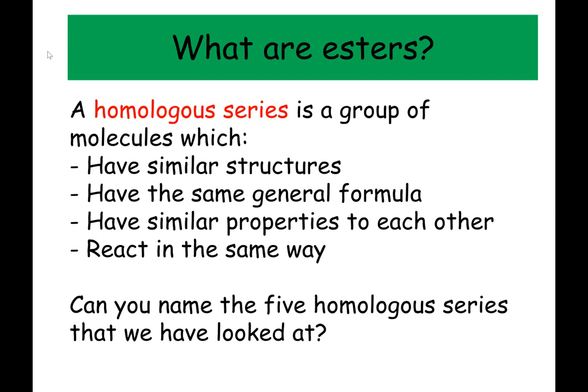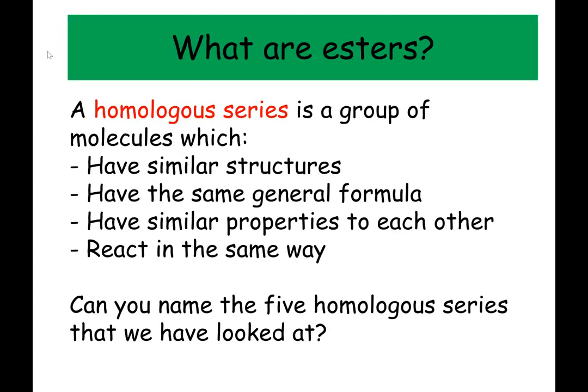Okay, so there are 5 different homologous series which you should now, with the addition of esters, know the names of. So esters is one of them. There are 4 others. Pause the video now and see if you can name those 5 different homologous series. Okay, they are alkanes, alkenes, alcohols, carboxylic acids, and esters.